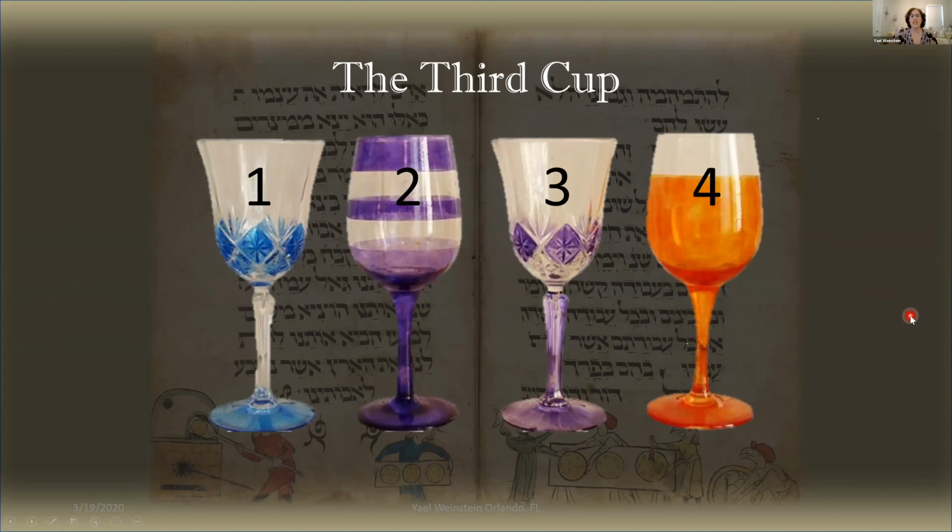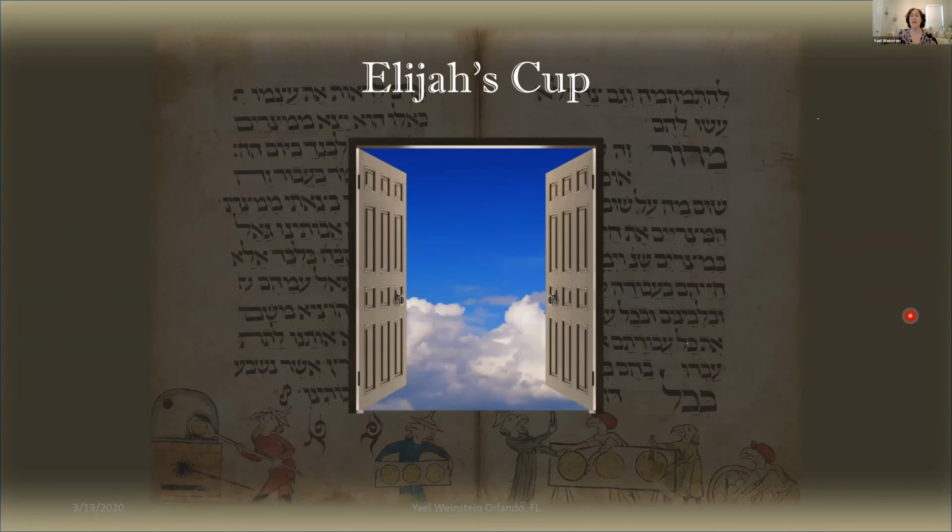So now we're on to the third cup. And then of course, as soon as the third cup is done, you have Elijah's cup. There's a lot of fun things you can do with this. You can have one house be responsible for opening the door and take your second device or their device and open the door. And then you can have another house being responsible for Elijah's cup. And then one of those parents drink the cup.